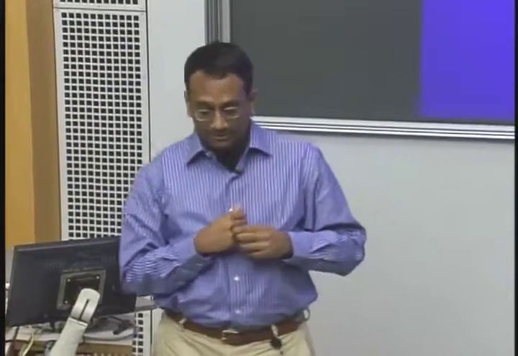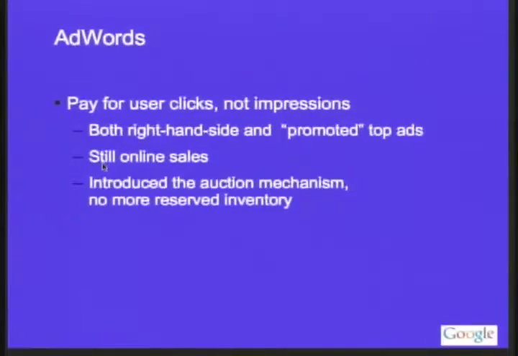Then came along Adwords, which is how we make a lot of money in Google right now. And this was a shift away from impressions to clicks. The model here is that if a user clicks on an ad, that's when the advertiser will end up paying Google for that particular ad slot. So this was a pretty big shift back then. And still we had the idea of having the right-hand side slots as well as the top slots.